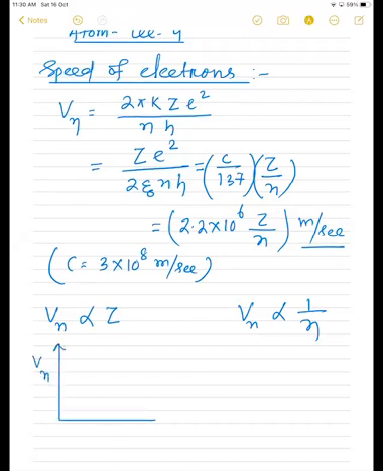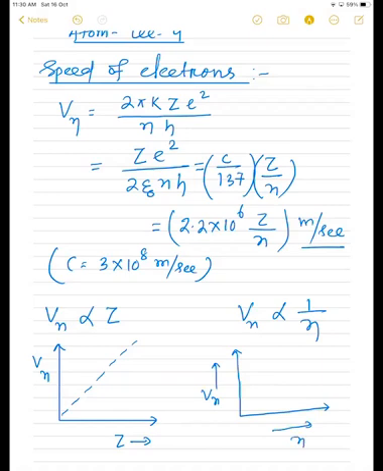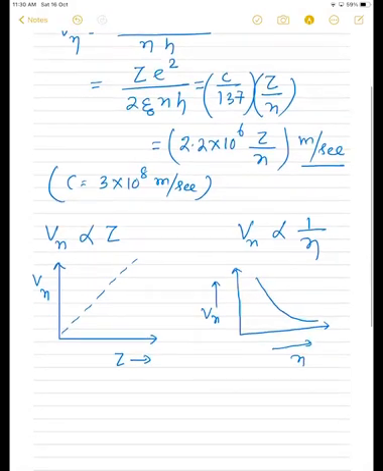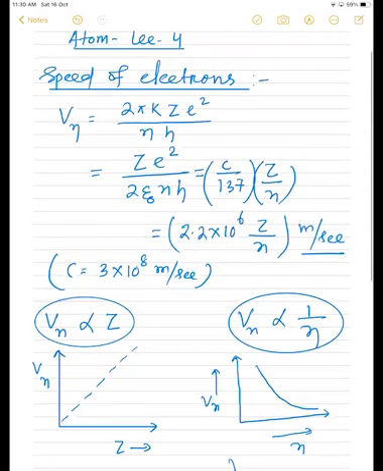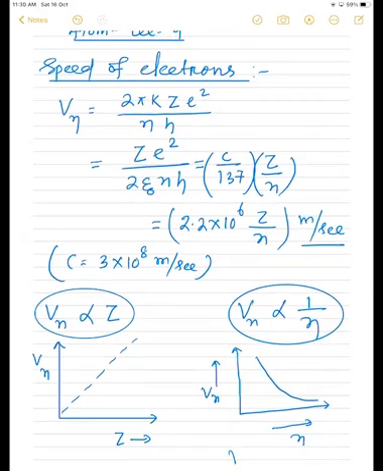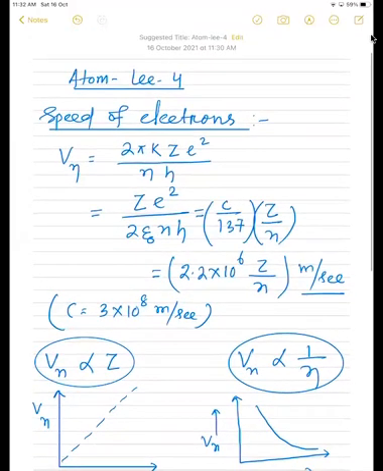If a graph of the speed of the electron is needed, with Vn on one axis and Z, the atomic number, on the other, the graph is going to be a straight line, since it is directly proportional. But if it is Vn against n, the orbit number, then it is inversely proportional. That means Vn is inversely proportional to n. Because of this relation the graph looks like this. Just note it, students, and remember it because a direct question can come.